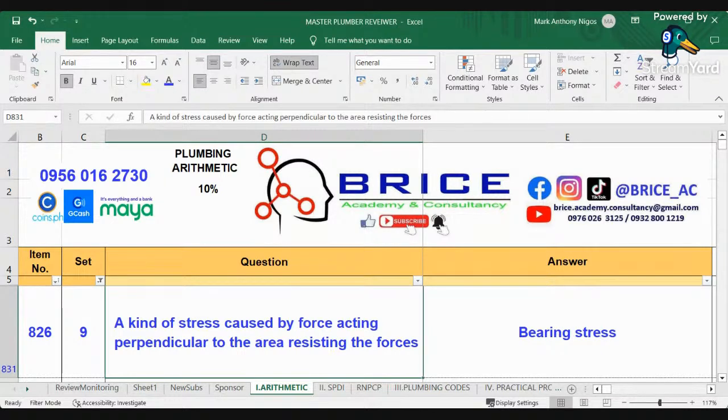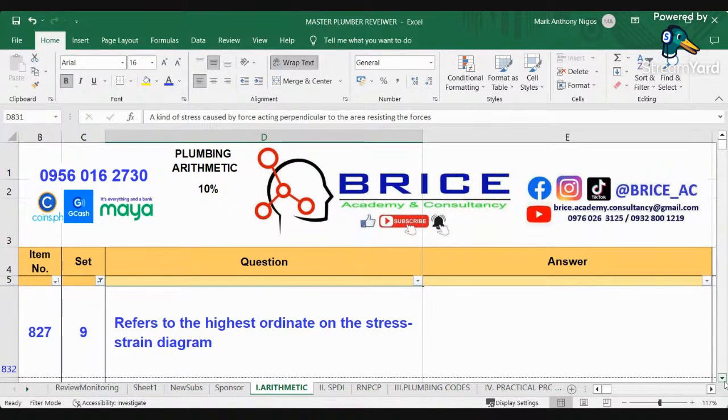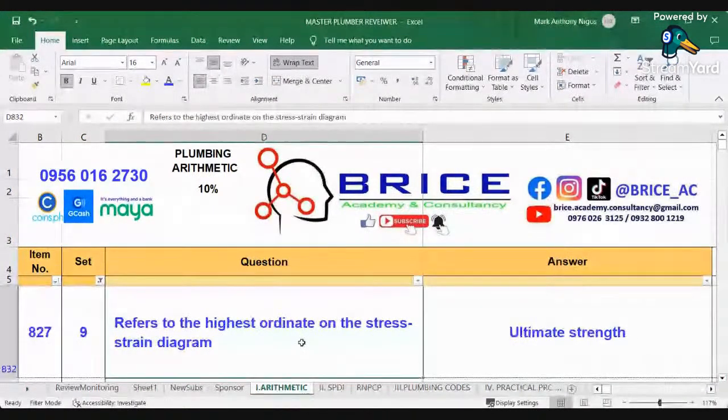A kind of stress caused by force acting perpendicular to the area resisting the force. The answer is bearing stress. 827. Refers to the highest ordinate on the stress-strain diagram. The answer is ultimate strength. Refers to the highest ordinate on the stress-strain diagram. The answer is ultimate strength.